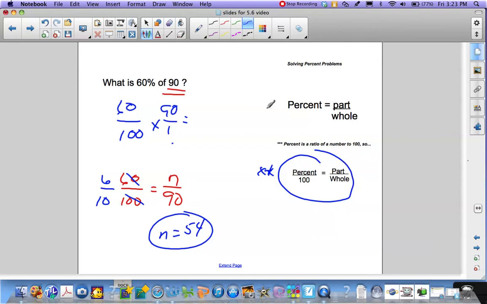Always check, make sure your answer makes sense, and solve it another way. Use a unit bar, use a double number line. This one you could multiply: 60 times 90 is 5,400. 100 times 1 is 100, and you could divide and get 54.